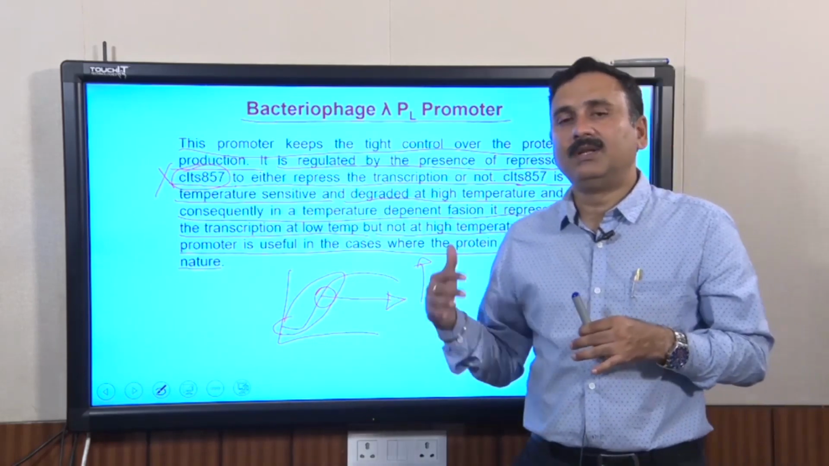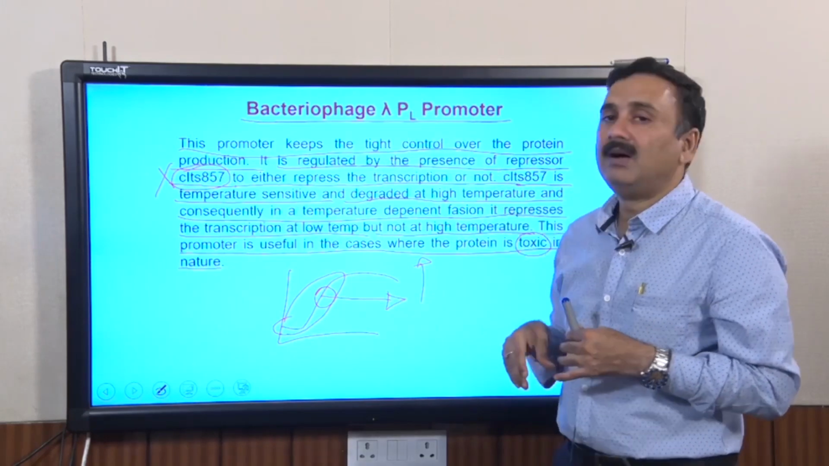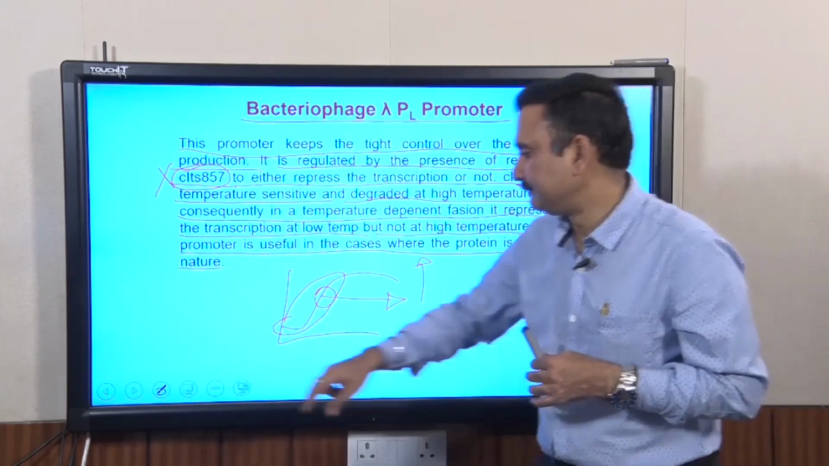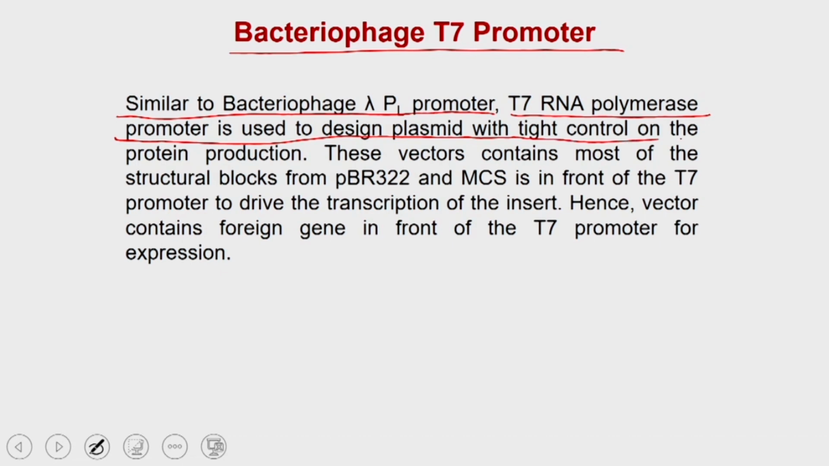So, that is how you can utilize or exploit the bacteriophage lambda PL based promoters. Now, you have the bacteriophage T7 promoter. The bacteriophage T7 promoter is very popular in the case of E. coli as an expression vector. It is similar to the bacteriophage lambda promoter, but with the T7 promoter, T7 RNA polymerase is used to design plasmids with tight control over protein production.